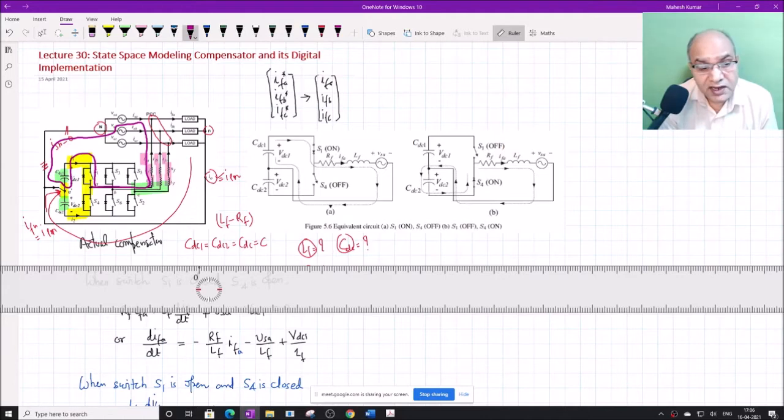All phases are independent through neutral, so any phase we can take and we can extend that idea to other phases. Clear? So let us take A phase. This is A phase here, and this is VDC1, VDC2, similar to the previous diagram. This diagram has the RF and LF.